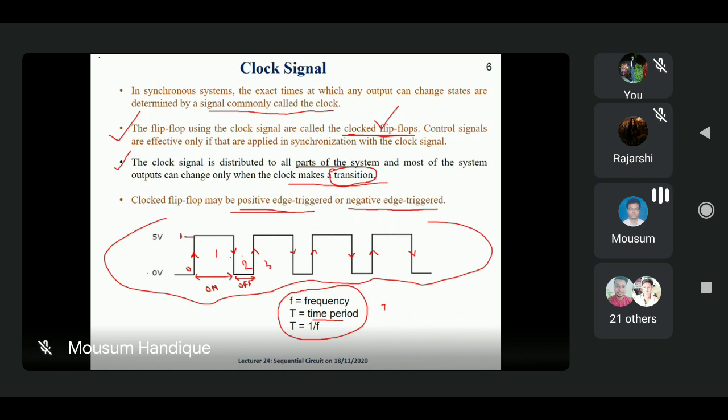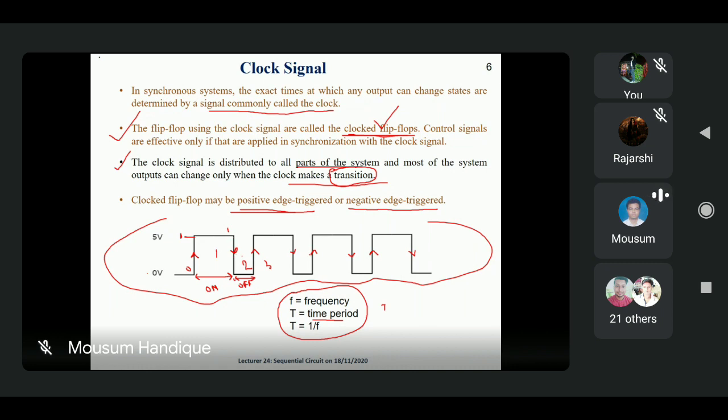And what is a positive edge? It is going from 0 to 1, that means low to high. When the transition starts from 0 to 1, this is called a positive edge. And what is a negative edge triggered flip flop? One in which the transition takes place when the magnitude goes from high to low. Here it is high, and this one is the downward direction, so this one is 0. So it is called a negative edge triggered.